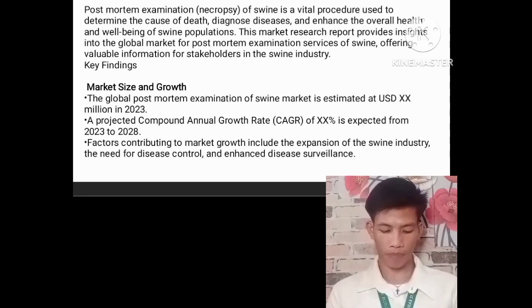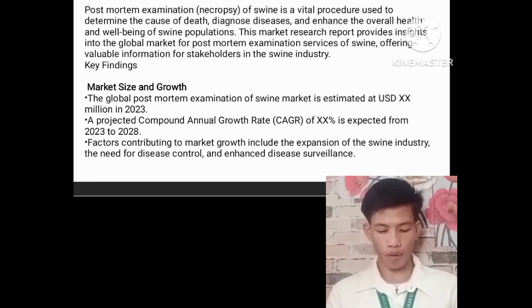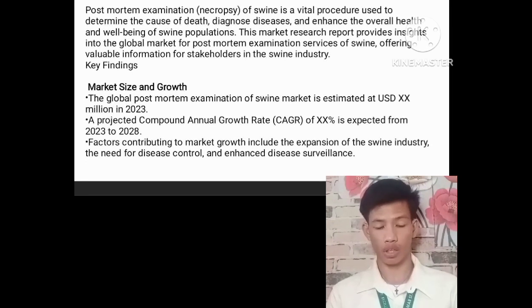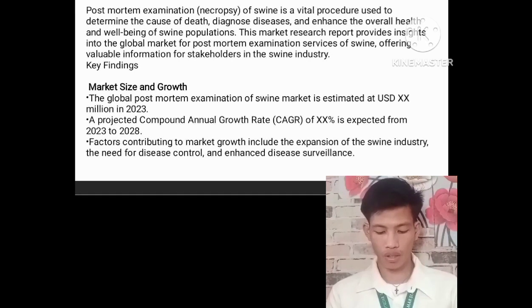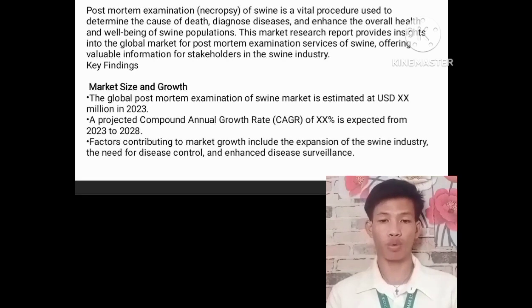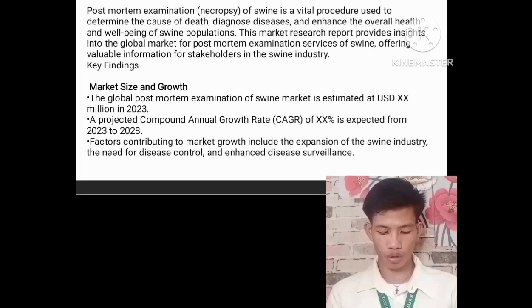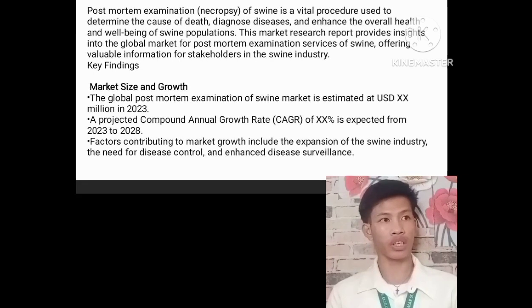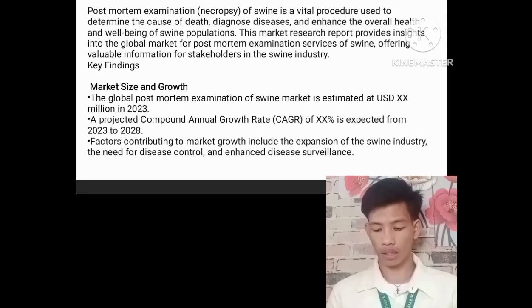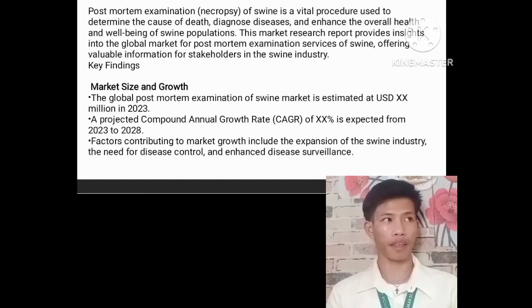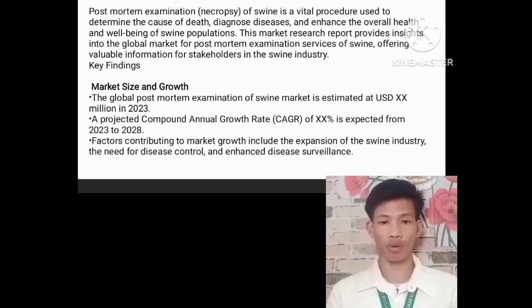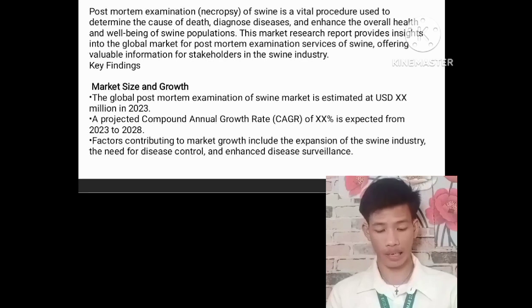Key findings: market size and growth. The global post-mortem examination of swine market is estimated at million US dollars in 2023. Projected compound annual growth rate, or the CAGR percent, is expected from 2023 to 2028. Factors contributing to market growth include the expansion of the swine industry, the need for disease control, the tools, materials, or the high technologies for controlling this disease, and enhanced disease surveillance.